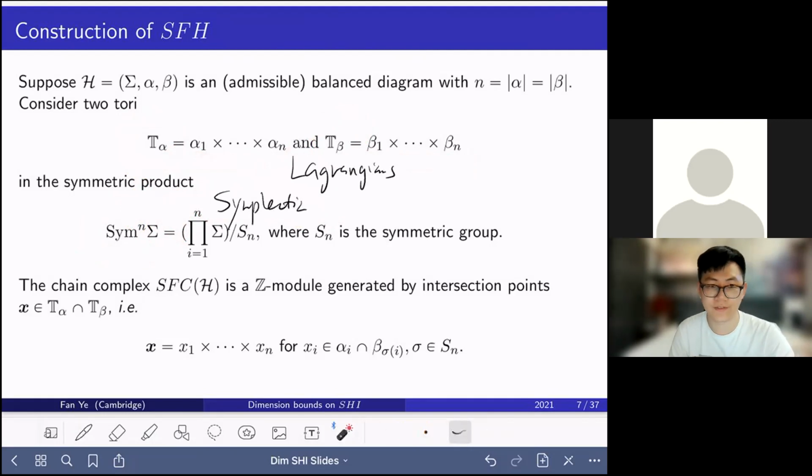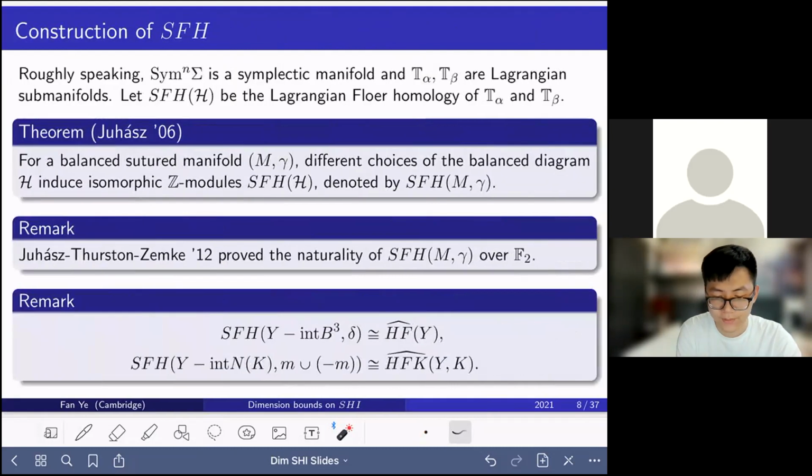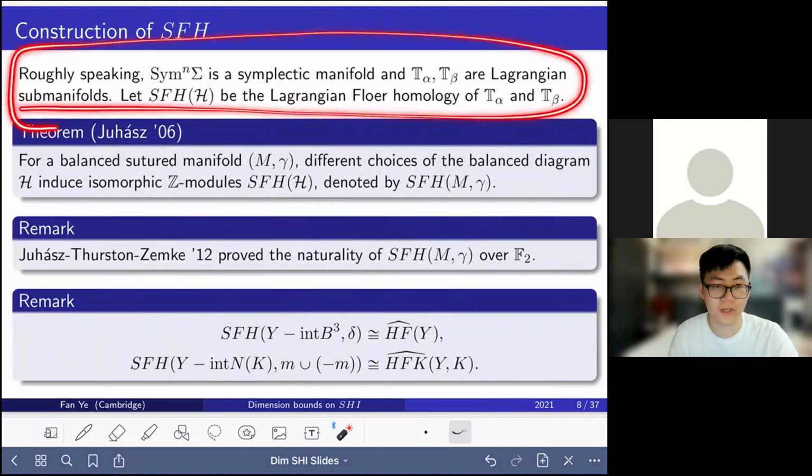So then we can just define the sutured Floer homology as the usual Lagrangian Floer homology of these Lagrangians. In particular, the chain complex SFC is generated by intersection points x, where x is x1 times ... times xn, and xi is in alpha_i, but also in beta_sigma(i), where sigma is an element in S_n. Roughly speaking, this definition is just the Lagrangian Floer homology of T_alpha and T_beta.